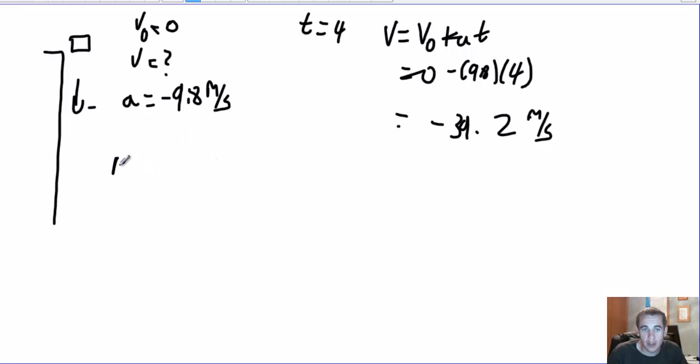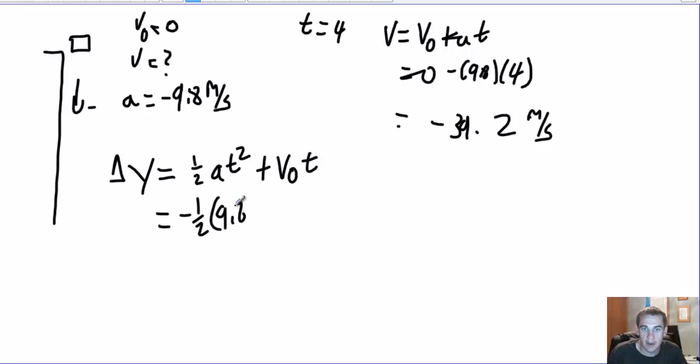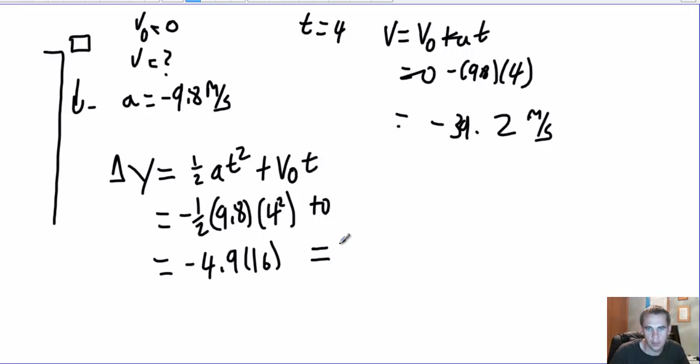How far does the brick fall during this time? So change in position, and since it's a vertical position, I'm going to use y equals 1/2 at squared plus v naught t. Okay? And so this equals 1/2 times 9.8, and I put the negative out front because it is down, times 4 squared plus 0, which equals negative 4.9 times 16, which equals negative 78.4 meters. Okay, so it fell negative 78.4 meters in 4 seconds, and by the time it had fallen that far, it was moving at negative 39.2 meters per second.